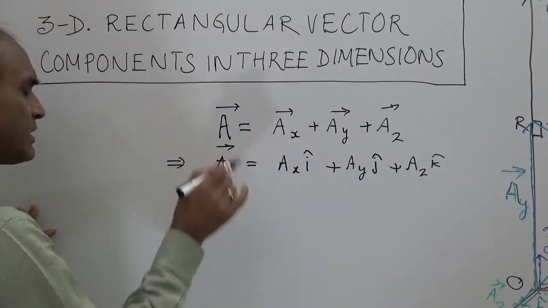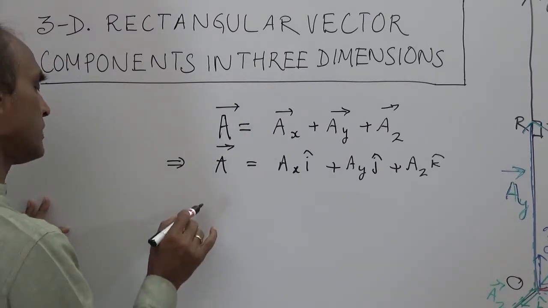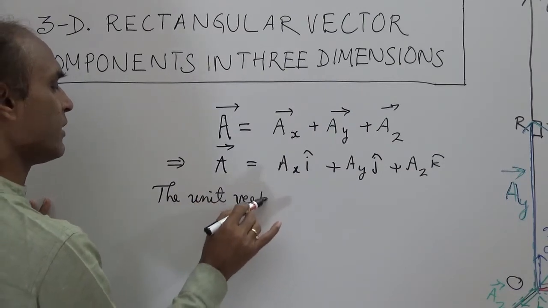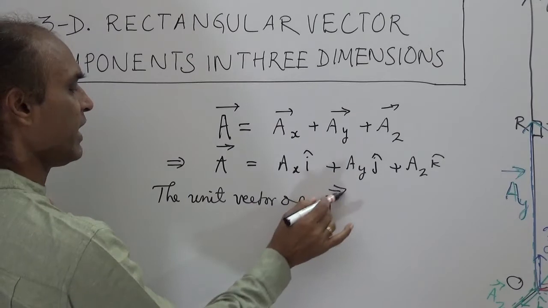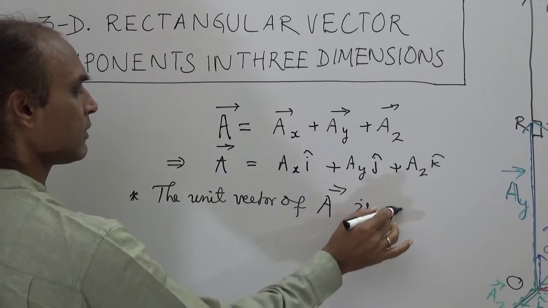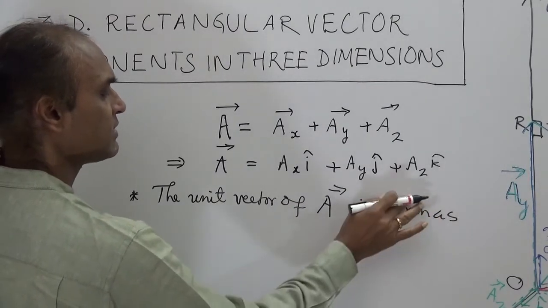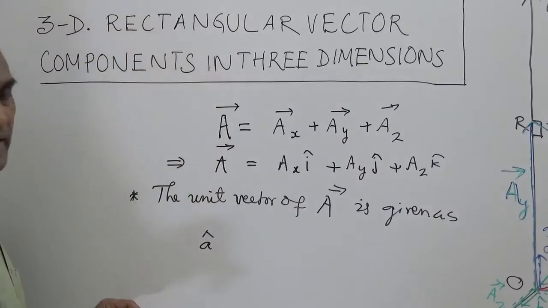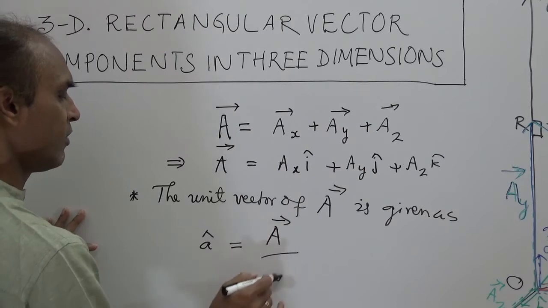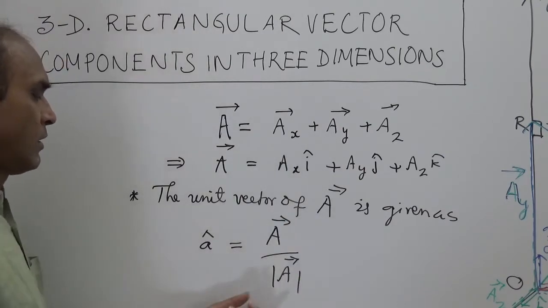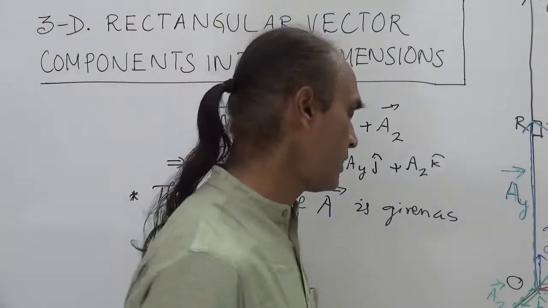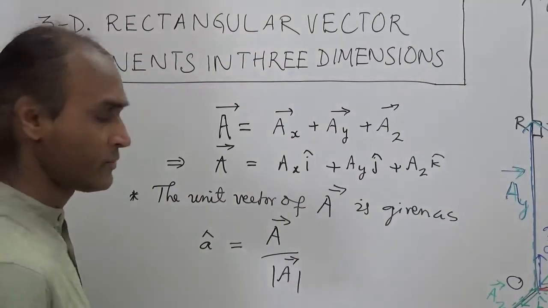Now we have to calculate its magnitude, and I need to calculate the unit vector of the given vector A. How to calculate the unit vector is given as A cap, that's equal to the given vector over its magnitude. So how to find its magnitude? It's quite simple.